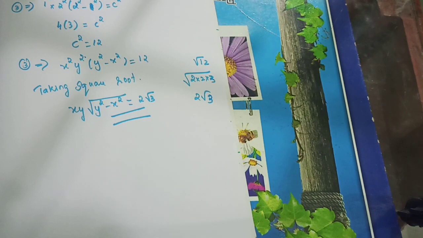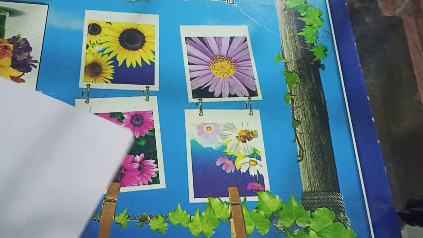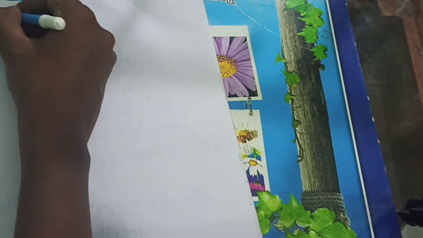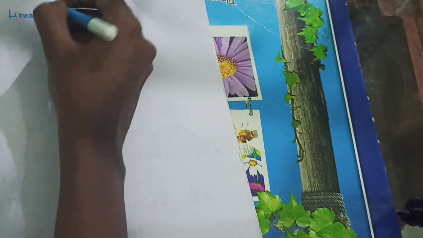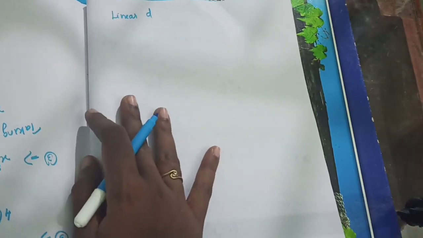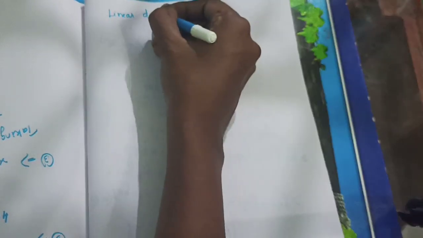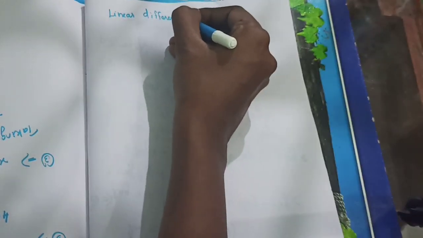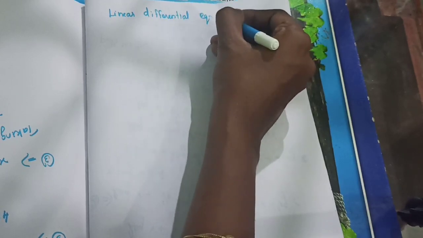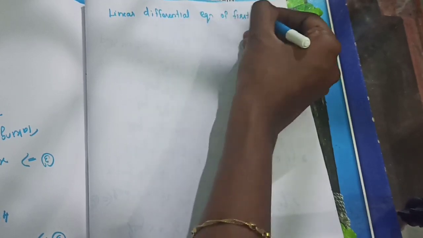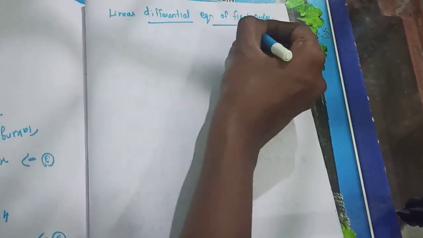Okay. Now it's the end of exercise 4.3. Now let's move to the next exercise, exercise 4.4. Before that, we are going to learn somewhat important points first. So next our heading is, next our topic name is linear differential equation of first order.